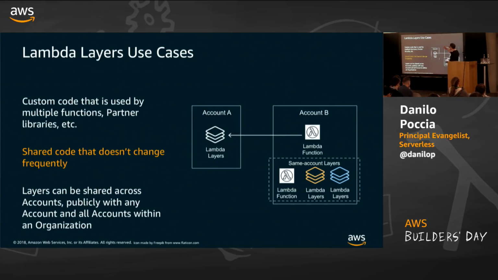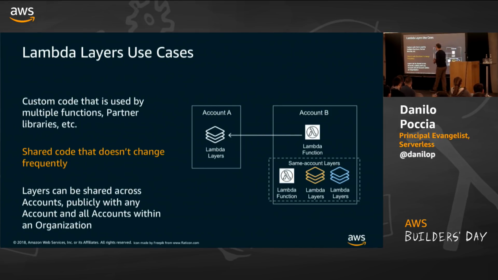So this normally is custom code that is used by multiple functions. It can be standard libraries that you want to use to simplify your business logic. Let's say it's shared code that doesn't change frequently. Anything that is changing frequently, keep it inside the function code. But anything that is relatively standard, not maybe core to your business logic because you only use those as primitives, put it into a layer.